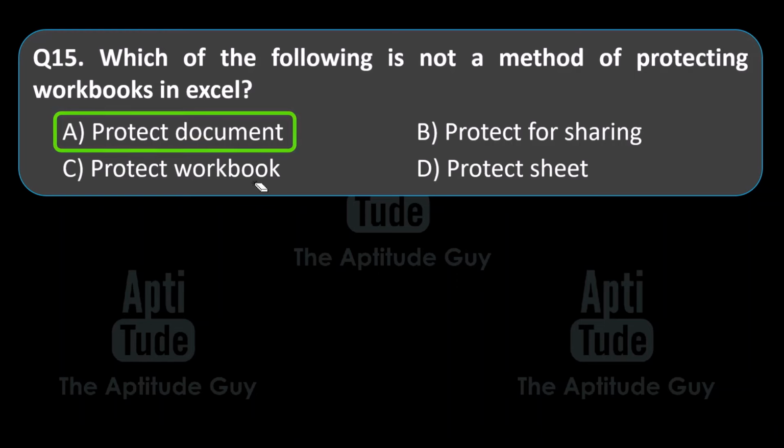There is no method of protecting the entire document. You can protect the workbook. The workbook works as the entire document, but there's no option called protect document. You can protect one particular sheet also. For example, in a workbook you have multiple sheets, and you can choose to protect only this sheet and not the others. There is also an option to protect for sharing, in the sense of how much you want to be shared and how much you want them to be able to edit, and so on. All these options are there, but this option is not. All right, let's move on. I hope you got that correct.